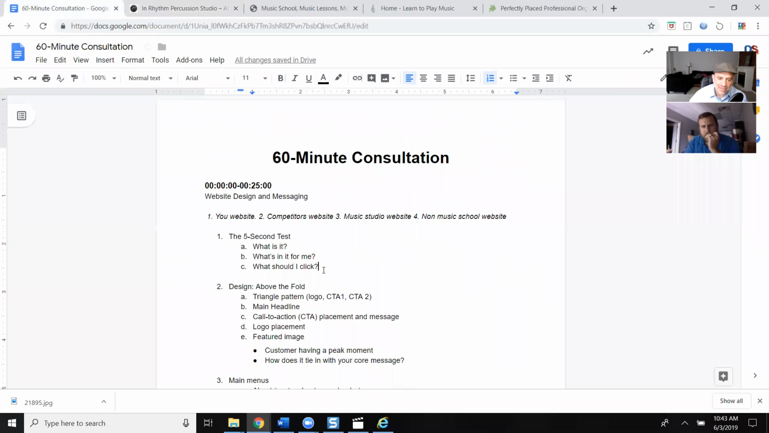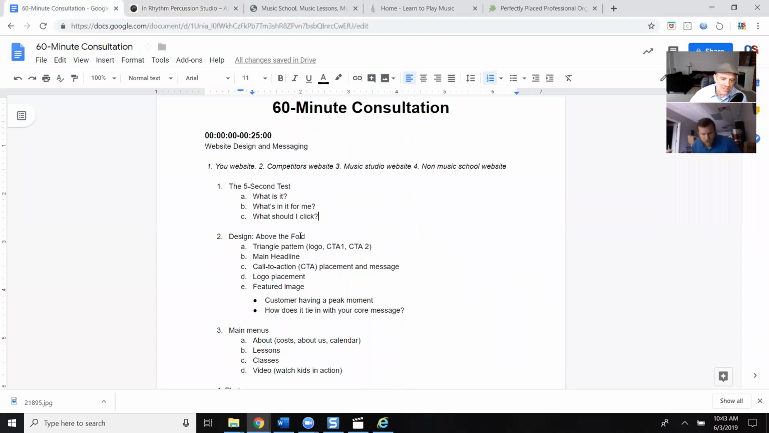Okay, so let's hop back to this. Let's quickly look at the above the fold. Are all these websites, we'll do it for each one, creating a triangle pattern with the logo and call to action buttons? Is there a main headline? How's the call to action placed? How's the logo placed? And is the featured image showing the customer having a peak moment? And how does that tie in with the message?